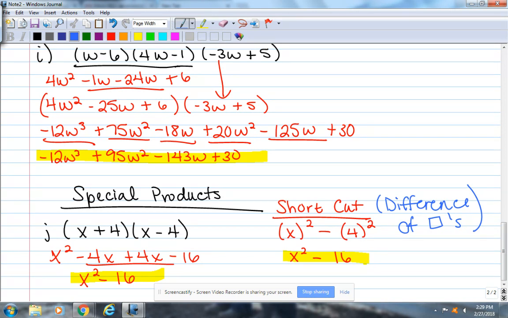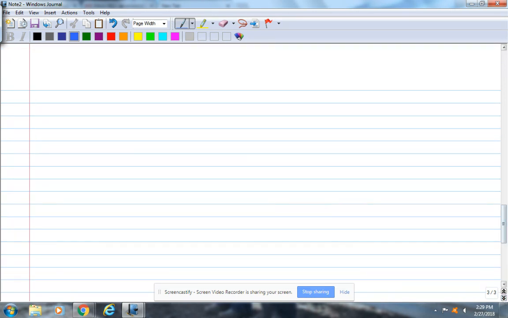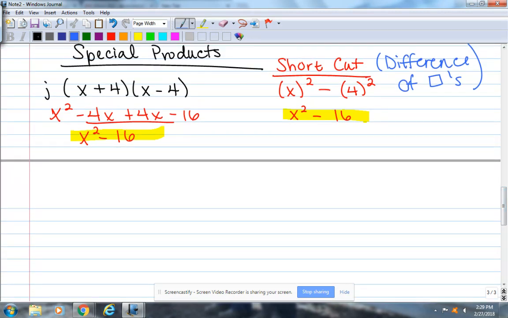So I'm going to give you another difference of squares, and let's use the shortcut. 2x minus 5 times 2x plus 5. So is this a difference of squares? Yes. How do you know? Same binomial. Same first term, same last term, opposite signs, right?